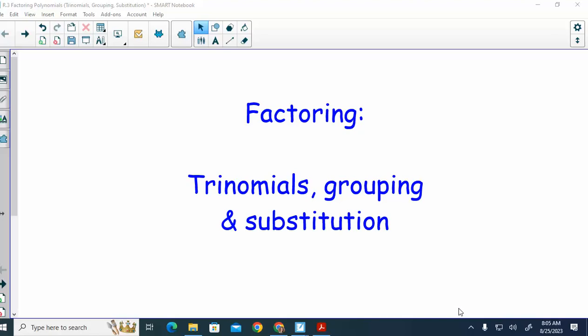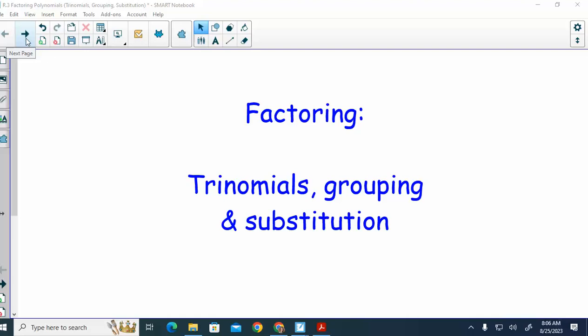Today we're still working on factoring. We will still probably on Monday be doing some more factoring because this is a pretty important topic that we will use all year, so we need to make sure that we are good at it. Today we're going to look at a few more types of situations that we might encounter.